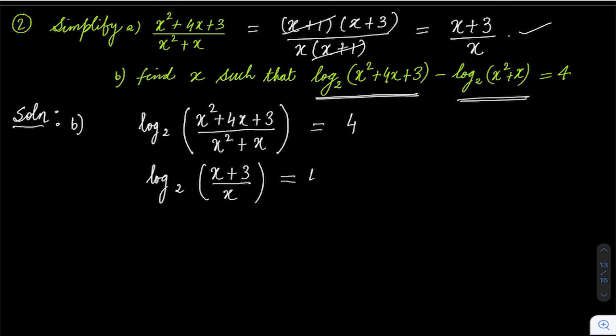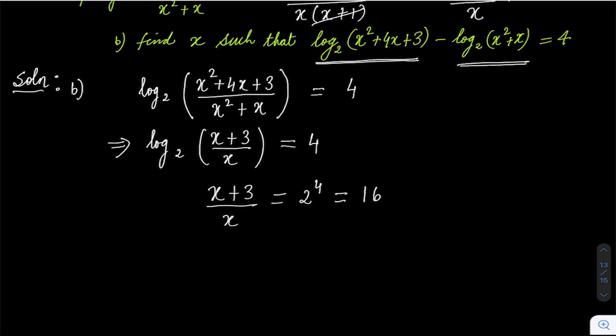So now we have already done this. This is a log equation. We have to convert this into exponential. So what will happen is this base will go to the right side and this 4 will become the exponent of 2. So x plus 3 over x equals 2 power 4. And 2 power 4 is nothing but 16. So from this I am getting x plus 3 equals 16x. And I am getting 15x equals 3. So x is nothing but 1 over 5.